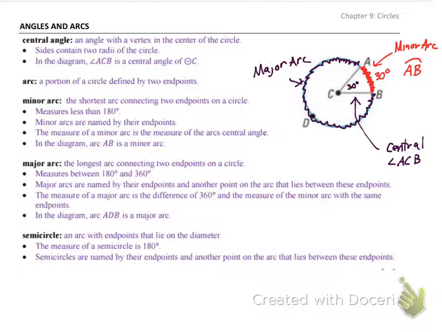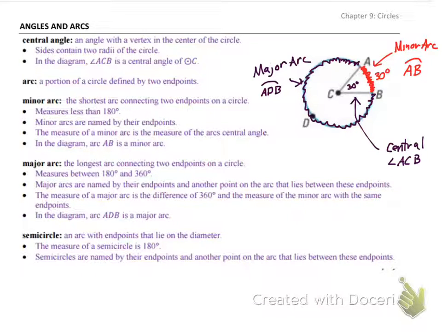Now I can't label it AB, because my minor arc is already labeled AB. So with a major arc, we use 3 letters. We have to use 3 letters to label a major arc. That's why we have that extra point here. So my major arc is going to be labeled A, D, B. So 3 letters indicate that I have a major arc.